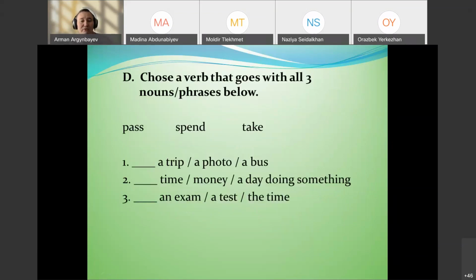Another one, choose a verb that goes with all 3 nouns or phrases below, yeah. We have it in Cambridge Advanced Exam. Collocations, and they're actually quite difficult, you know. So, first one, a trip, a photo, a bus. Do we spend, do we take, or do we pass? We take it, yeah. Money, a day spent, yeah. Pass an exam, and wish. You can put one extra word again here. 4 verbs, yeah, 4 words.